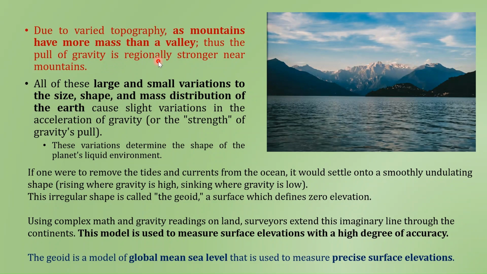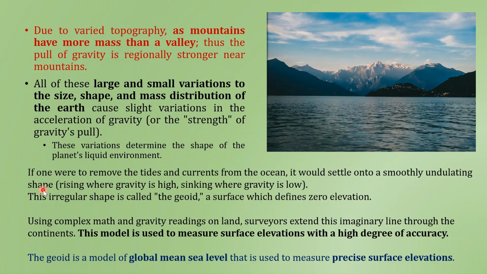Now, coming to the second issue related to the uneven surface of the earth. Due to varied topography, as the mountains have more mass than the valleys, the pull of gravity is stronger near the mountains. And because of these large and small variations in the size, shape and mass distribution of the earth, there is a slight variation in the gravitational pull, and this variation determines the shape of the planet's liquid environment, that is the water.